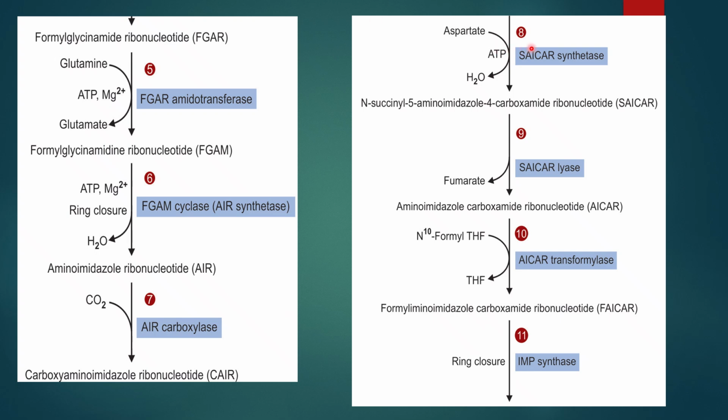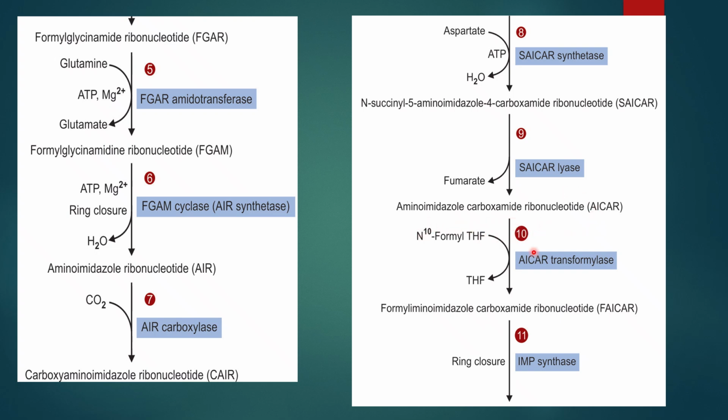In the next step, step 8, the aspartate is going to add here, and in the presence of the enzyme synthetase, again ATP is being utilized here. The formation of N-succinyl 5-aminoimidazole 4-carboxamide ribonucleotide takes place. Then in step 9, there is a loss of fumarate. Steps 9 and 11 are splicing steps and there is no addition in these steps. So here in step 9, the fumarate is lost and the remaining entity is now aminoimidazole carboxamide ribonucleotide.